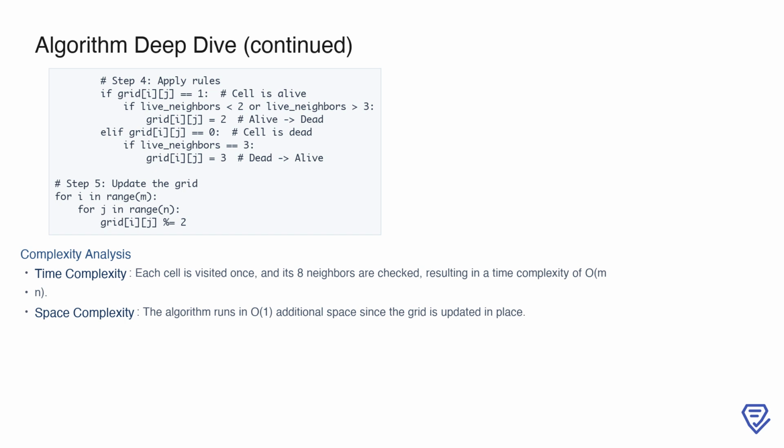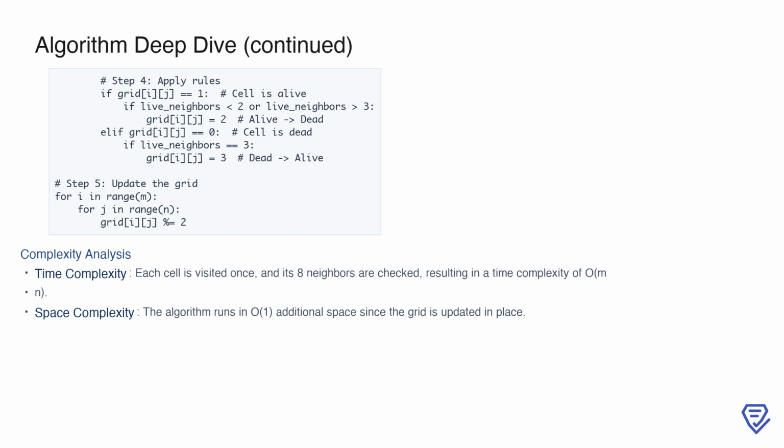To implement the solution, we define the relative directions of neighbors as a list of tuples and iterate over each cell in the grid. For each cell, we initialize a count of live neighbors and check all 8 possible neighbor positions. If a neighbor is within bounds and is currently alive or marked as alive to dead, encoded as 2, we increment the live neighbor count. Based on this count, we apply the rules of the game. If the current cell is alive, it dies if it has fewer than 2 or more than 3 live neighbors, which we encode as 2. If the cell is dead and has exactly 3 live neighbors, it becomes alive, which we encode as 3.